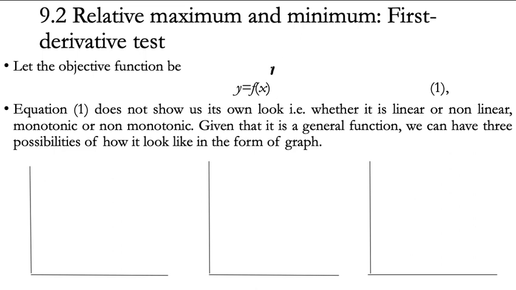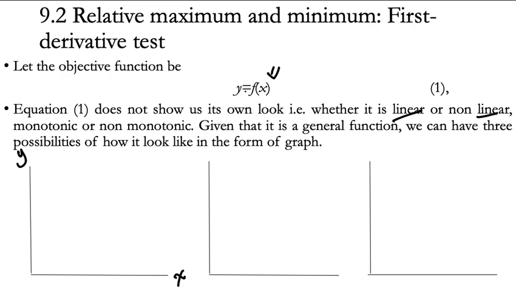If you look at expression y here, it is a generic term. We are not given a specific function. We are given a very generic function. So we don't even know whether it is linear or not linear, whether it is monotonic or non monotonic. Given that it is a general function, we may have three different possibilities of how it looks in the form of a graph. For instance, let's say we talk about the first one. Let's say y on the vertical axis and then x on the horizontal axis.